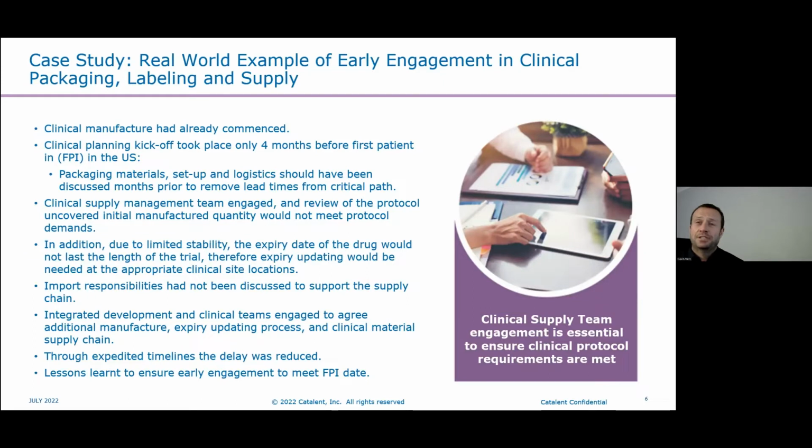Now, when we did engage with the clinical supply team and reviewed the protocol, it was uncovered that the initial manufactured quantity would not meet the protocol demands for the trial. So immediately there was an urgent rush to perform another manufacturing run to gain more bulk drug for this project. In addition, there was limited stability, so the expiry of the drug would not last the length of the trial.